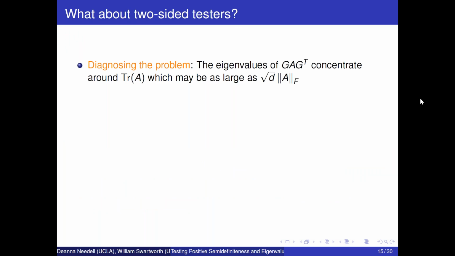So let's diagnose the problem. A natural way of computing a small sketch of your matrix A, a small dimensionality reduction, is to compute G A G transpose, like we did for p equals 1. But the problem is when you do this, the eigenvalues of G A G transpose concentrate around the trace of A, which is the sum of eigenvalues. The trace of A could be very large, like square root d times the Frobenius norm of A. So let me draw a picture. It's probably clearer than what I can say.